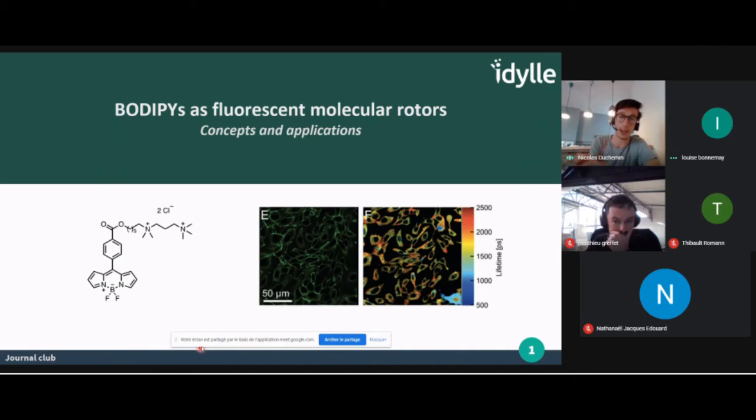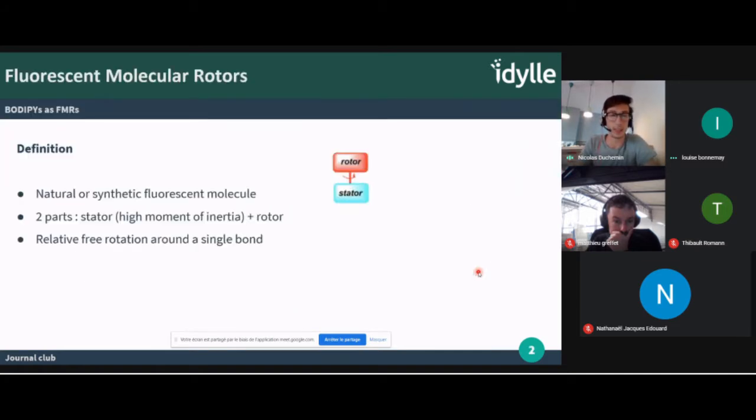BODIPYs that can be used as fluorescent molecular rotors. So we're going to talk about the concepts and obviously about the applications. So let's start with the definition of a fluorescent molecular rotor.